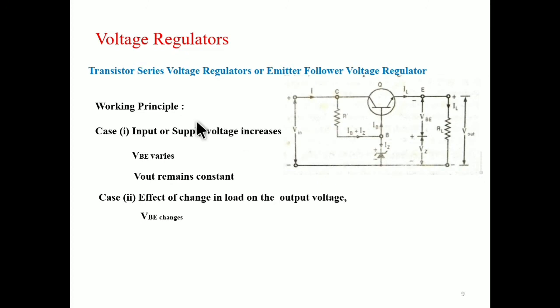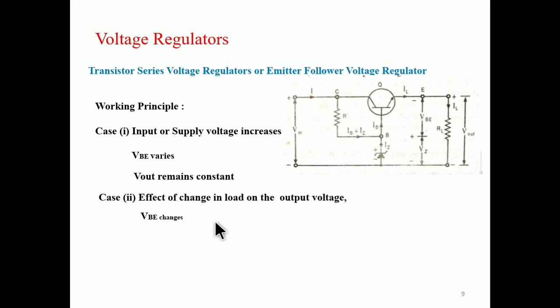Let us move on to the working principle. Before that, we have a Zener diode for the reference voltage, and the transistor acts as a variable resistor. There are two cases: one is if the input voltage changes, and the other is if the load and the output voltage change. So let us go to the first one.